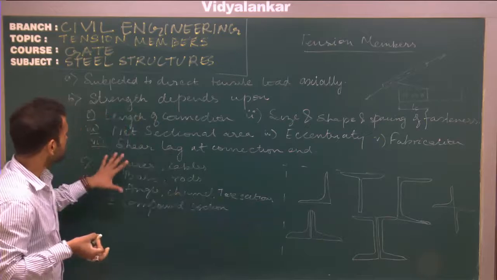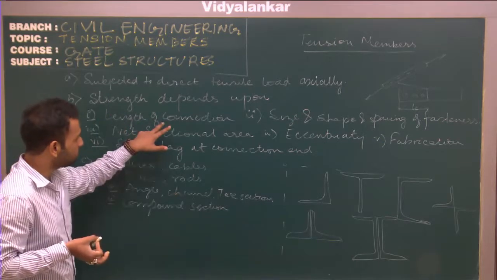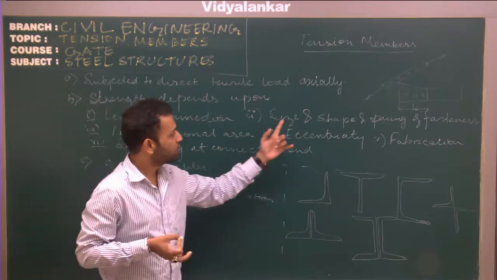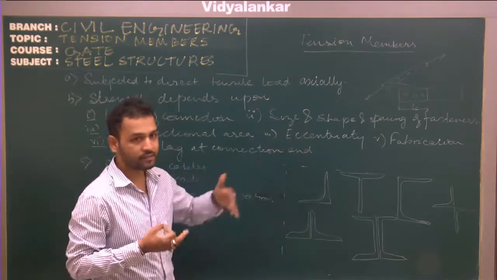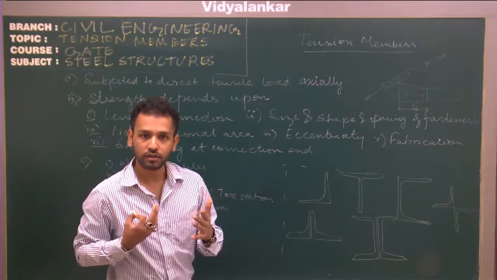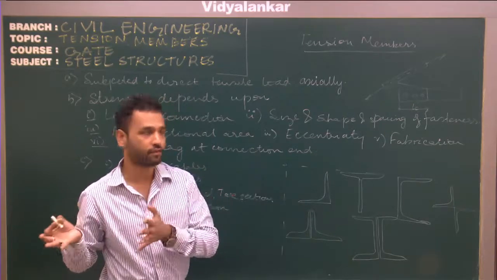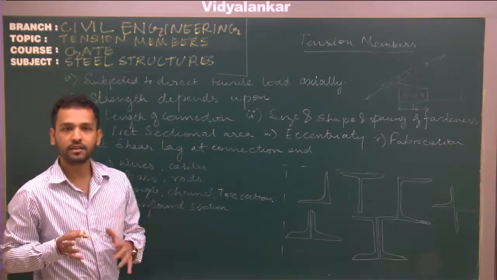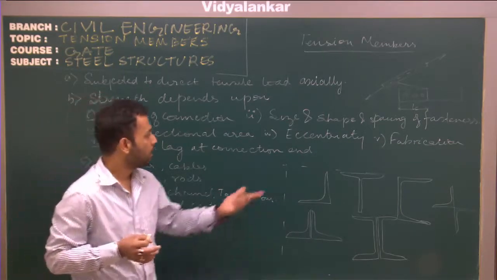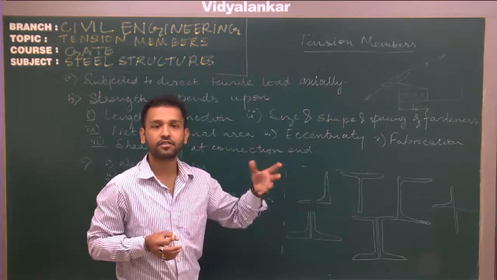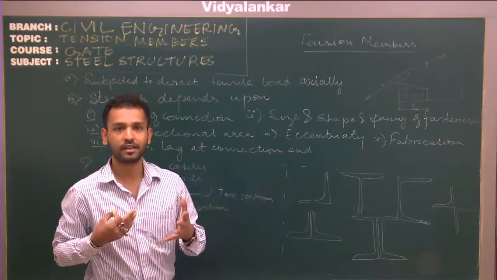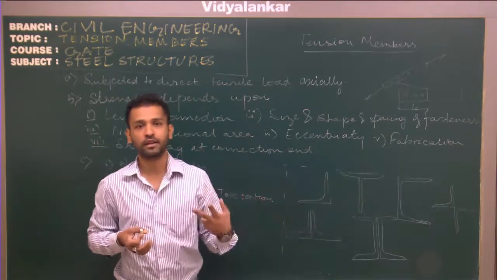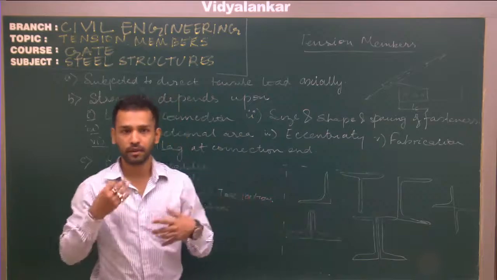So from all these 6 factors, we have seen that if the length of the connection is high, the strength of the tension member will be high. The size, shape and spacing: if the spacing is high, then the strength of the connection member will decrease owing to larger deformations. Net sectional area: if the net sectional area is high, the tension member strength will be high. Eccentricity: if it is high, the additional moment induced will be high and hence the strength taking capacity will be lessened. Fabrication depends upon two kinds, whether shop or field. If it is shop, it will be high. If it is field, it will be less.